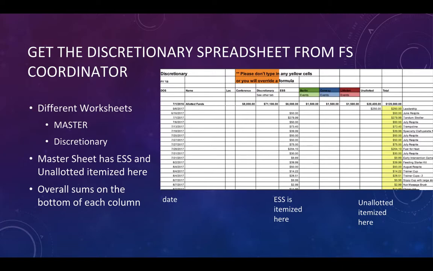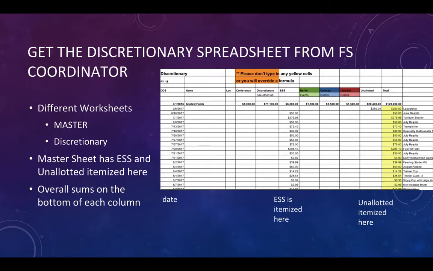So, the family support coordinator, typically Shannon, will send you a discretionary spreadsheet, hopefully the Wednesday before the meeting on Monday. And this discretionary spreadsheet has two different worksheets. On the bottom, you'll see master, and another one is discretionary.